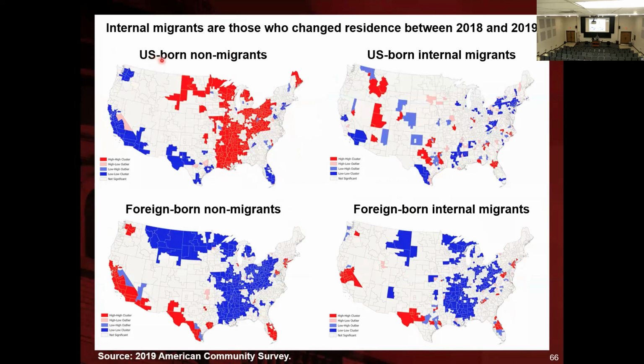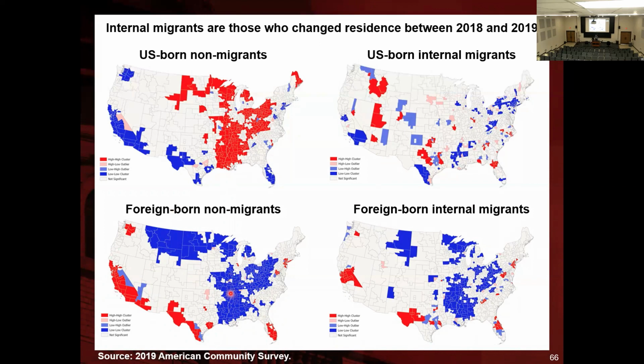Those that are US born and did not move within this period are more likely to have stayed in all these areas highlighted in red. Foreign born, people that were born in another country and moved to the US, but between 18 and 19 did not move, are more likely to be here in these areas close to the southern border, in California, and also Texas and Florida, and had really low chances of staying in the areas in dark blue. So that just shows the contrast here between US born and foreign born non-migrants.